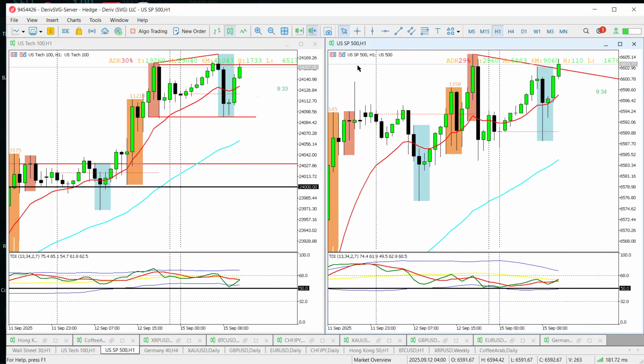But if I don't see any SMT divergence on these two assets, then chances are I might not take a trade today. So closing up with GU and EU.